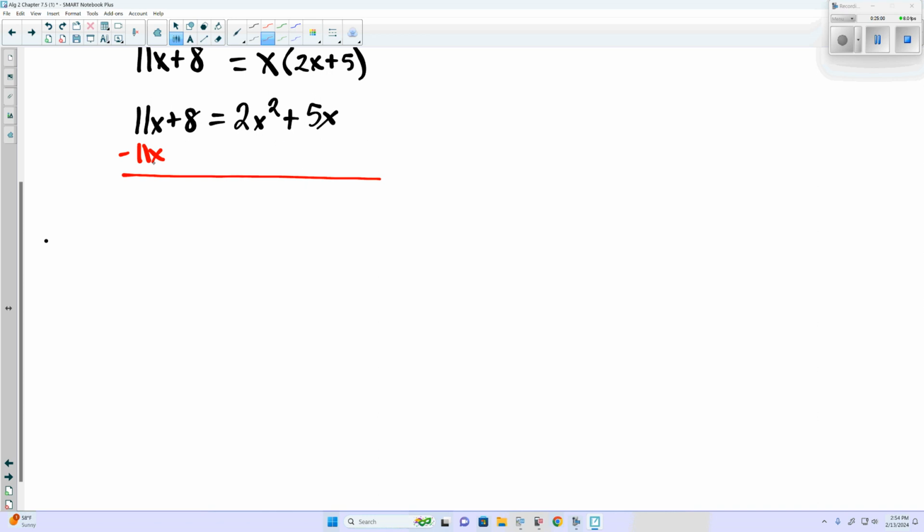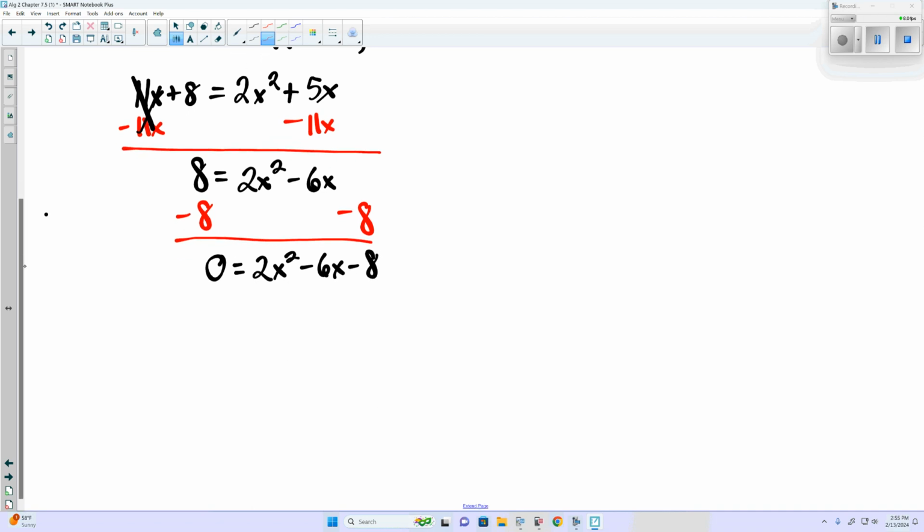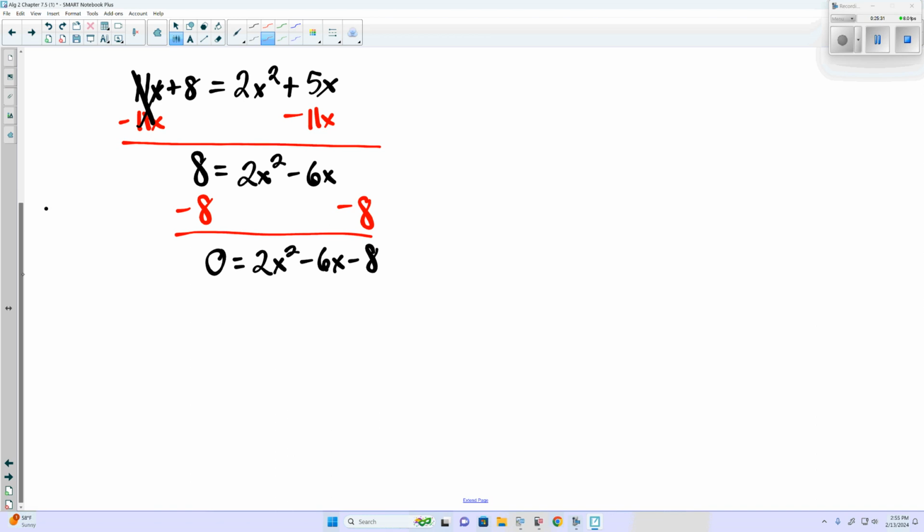So the first thing we can do is subtract 11x from both sides, because this here will cancel, leaving us with 8. And give us 2x squared minus 6x. And then the next thing we can do is subtract 8, telling us 0 is equal to 2x squared minus 6x minus 8. Questions on how we got to this point here? We good with this so far?